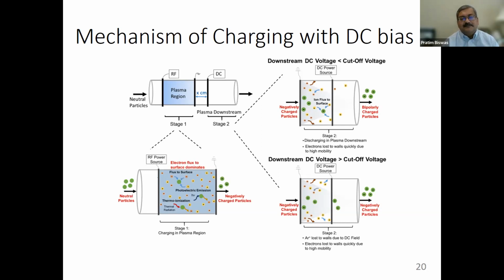So maybe a better design of the bias voltage, which would retain a lot more of the positive ions, might be one approach. Whereas this approach is not very effective. But good point.